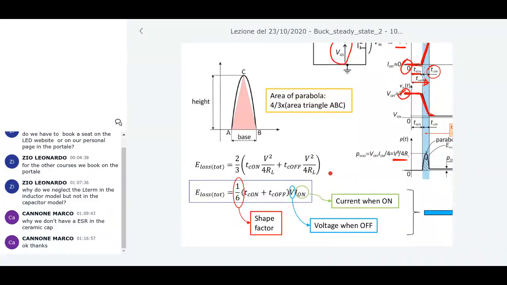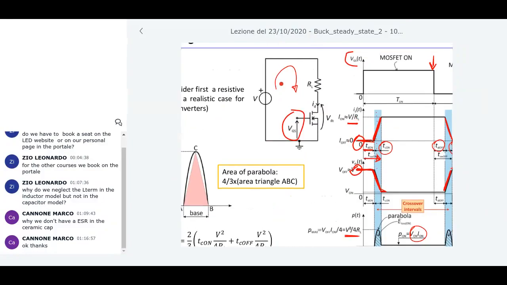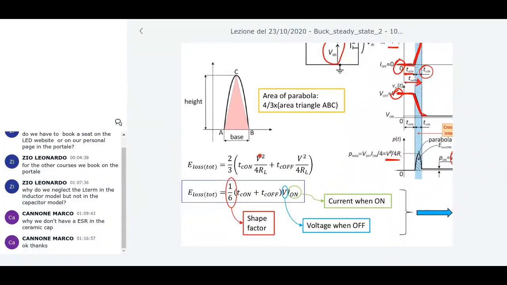So this is the energy loss totally during a period. You can say that it's some simple multiplication. We say that V divided by RL is the on current that flows when the MOSFET is on. So this current is V square over RL, and this contribution here is I on. And so I can say that 2 and 4 can be simplified, giving you 1/6, and then I can get this expression here. This is the energy loss total in a period.